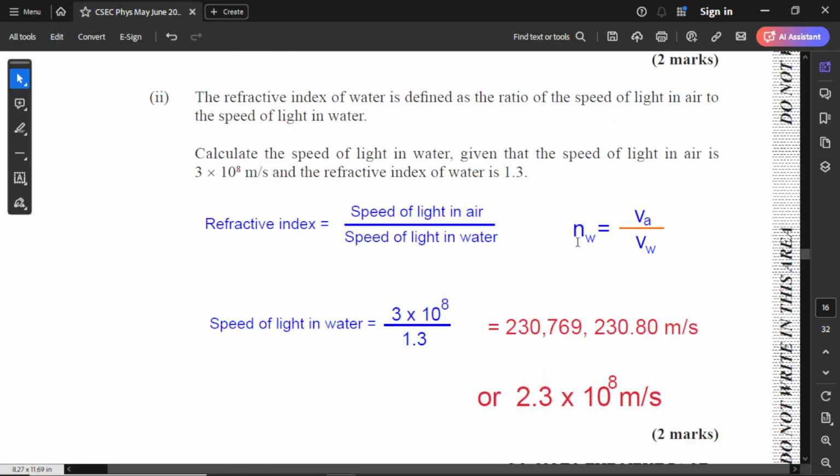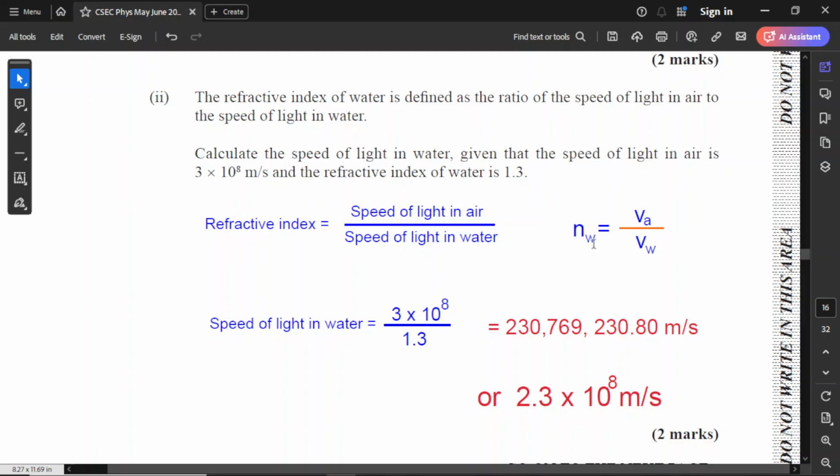All right. Now for part 2, it said the refractive index of water is defined as the ratio of the speed of light in air to the speed of light in water. And so this is actually giving us a formula right here. It said calculate the speed of light in water, given that the speed of light in air is 3 times 10 to the 8 meters per second, and the refractive index of water is 1.3. And so the refractive index, based on the definition right here, is the ratio of the speed of light in air over the speed of light in water. And again, N represents our refractive index.